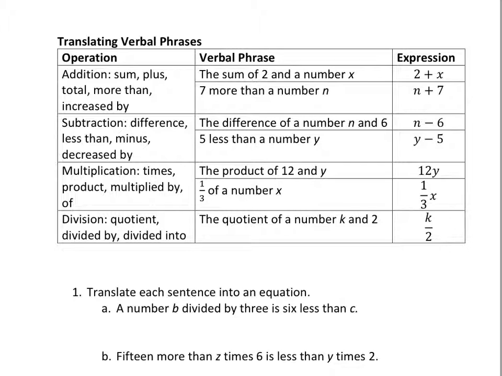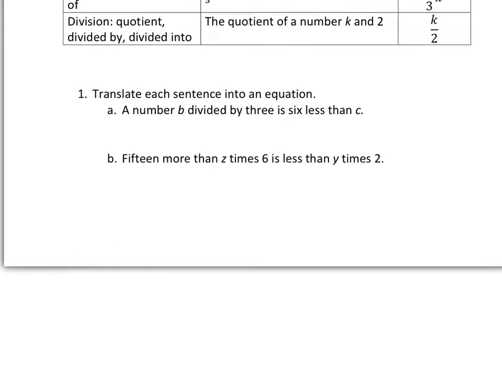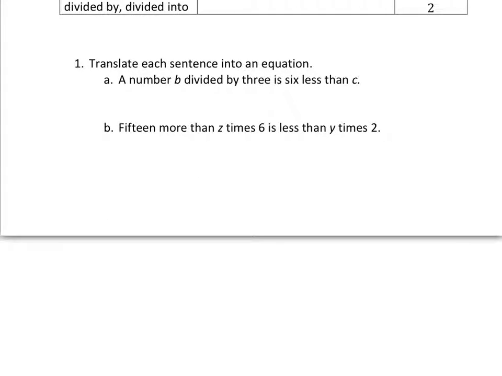Major things to look for are sum, difference, product, and quotient. Those most often help define what operation we're talking about. Okay, so we're going to translate a sentence into an equation. Number b divided by 3 is 6 less than c. So 6 less than c is c minus 6.